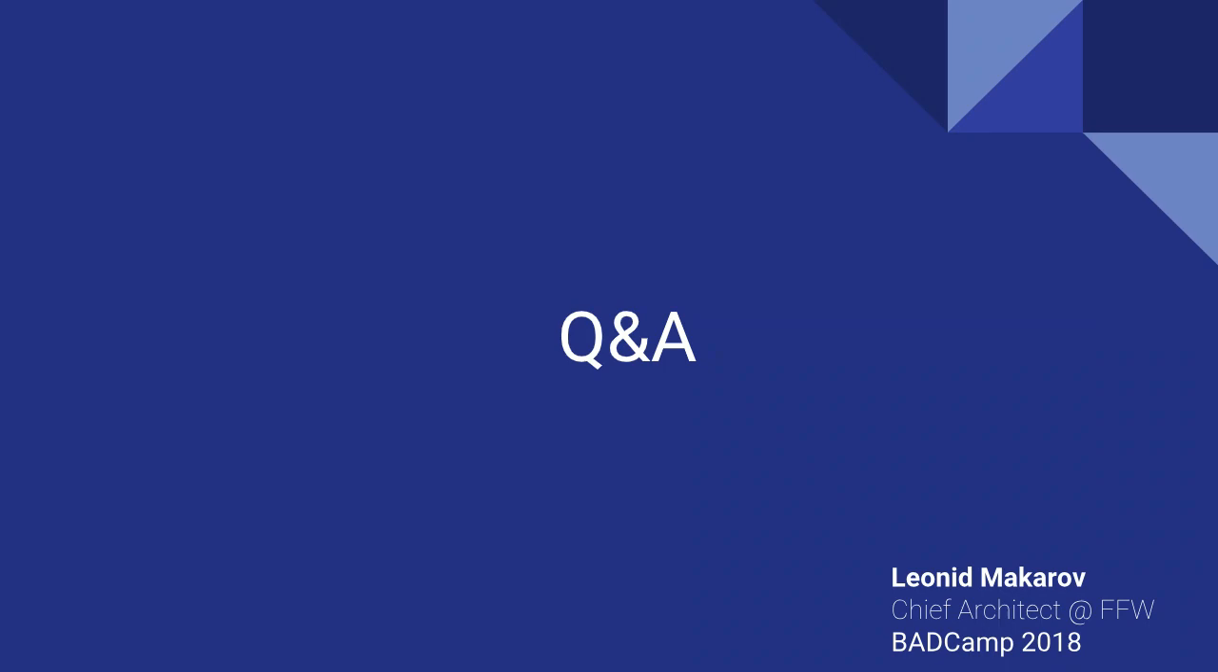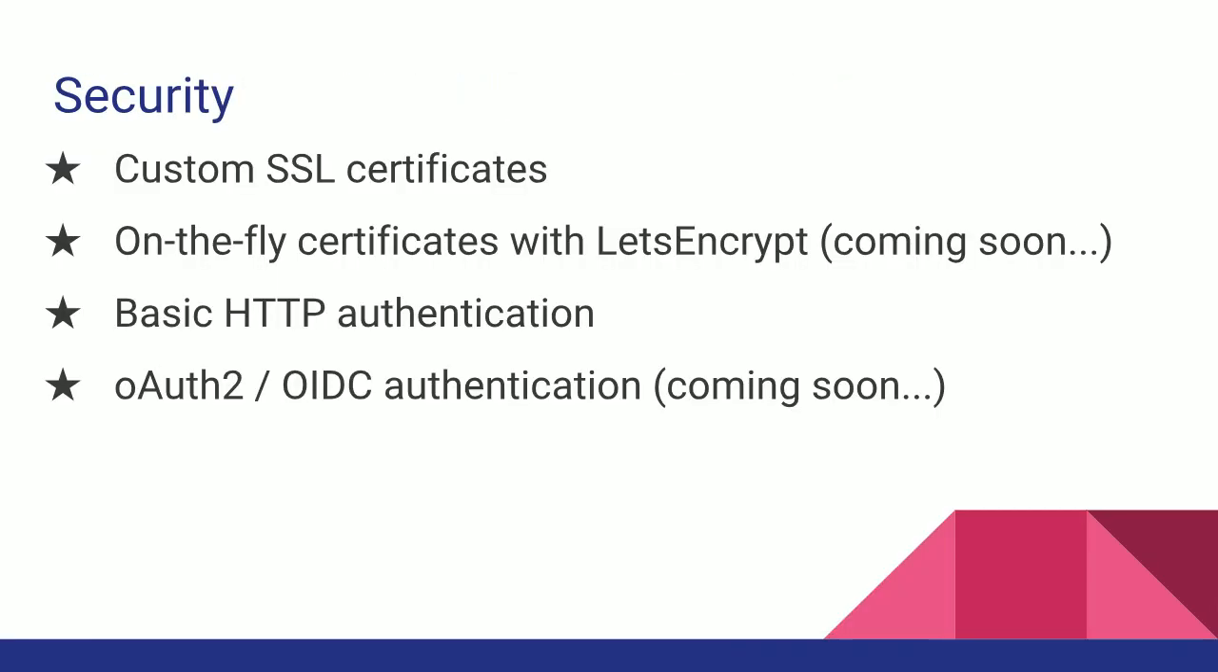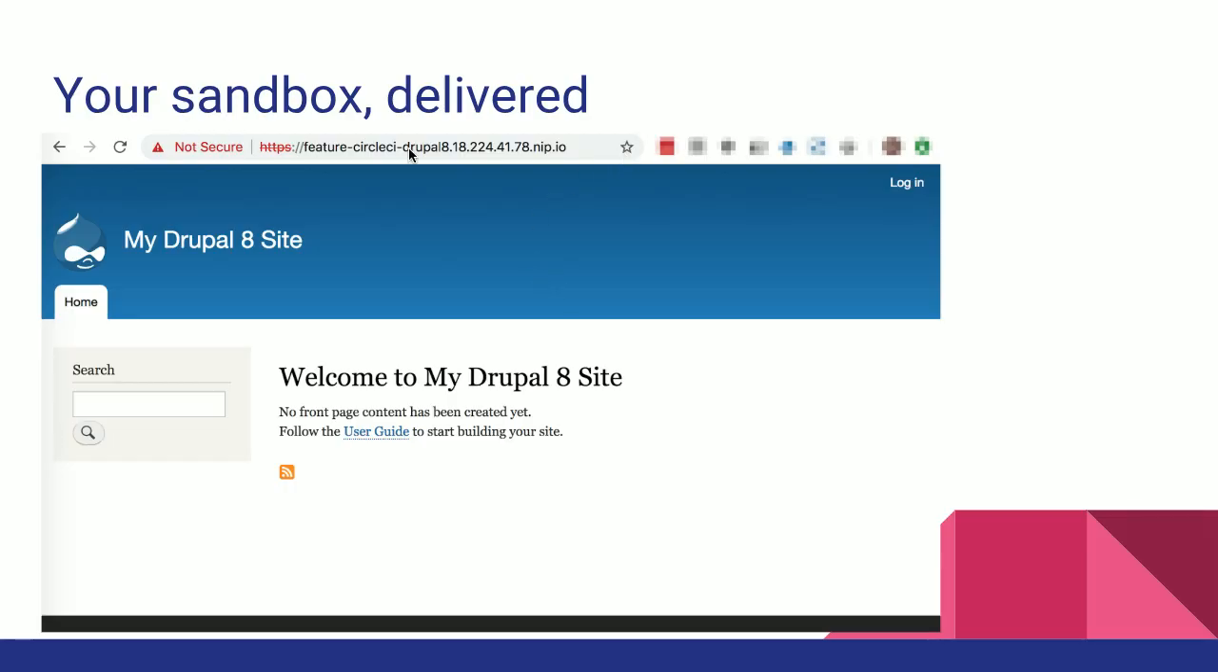Like, if I go back here, we'll see that in this case Drupal 8 is the project name, and this feature-CircleCI is the branch name. So I can add another level on top of that, which if I enable web ID, it's going to be ID-hyphen-feature-branch-hyphen-project-name.